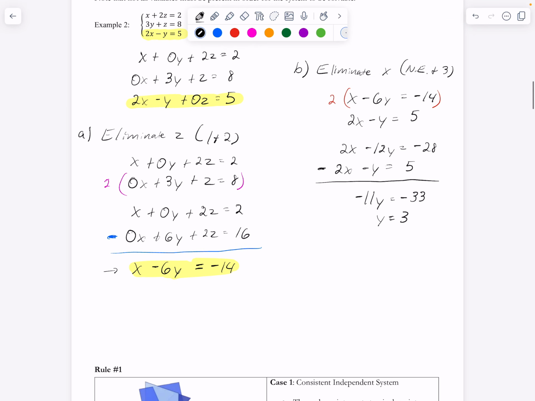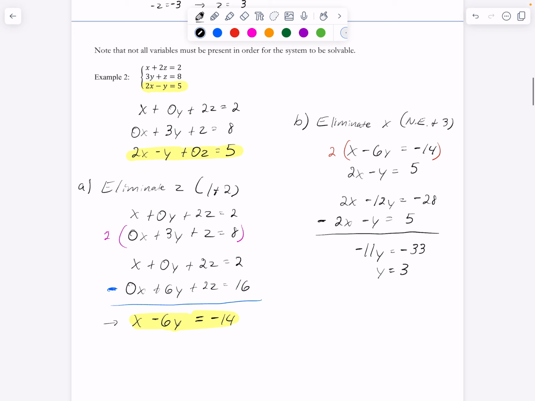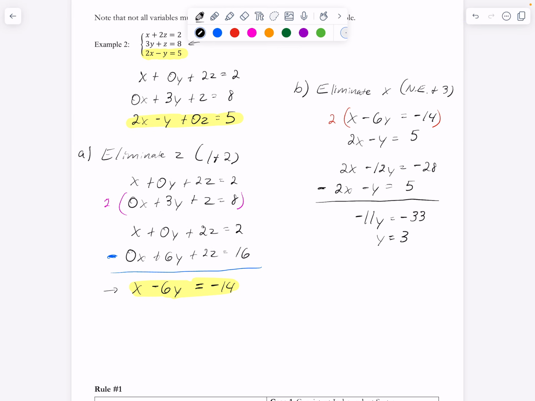Okay, so I found one of them, which in this example, I don't have all the variables in each of them. So now I can just plug these into the original equations here, right? Like this one, I can just plug in that y and find z. So I'm going to plug into 3y plus z is 8. Plug in y is 3. That's 9 plus z equals 8. So z equals 8 minus 9, which is negative 1.